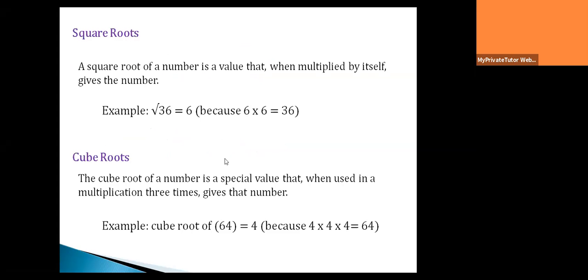What are cube roots? Before going to the cube root, let's discuss a bit about the square root. What do you mean by a square root? It's kind of an opposite of a square, right? So we are finding the square root of a number. Square root of 36 is 6, because 6 times 6 is 36. Similarly, for cube roots, it's 3 times. So cube root of 64 is 4.